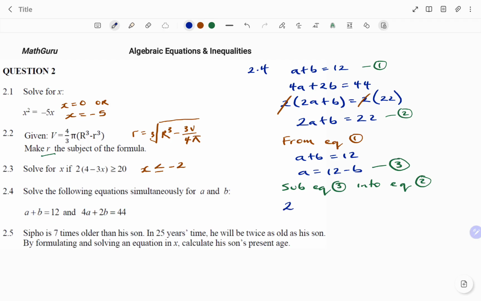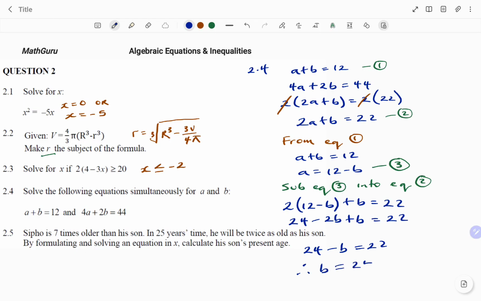That becomes 2 in bracket 12 minus b plus b equals to 22. Expanding the bracket, I have 24 minus 2b plus b equals to 22. I have 24 minus b equals to 22. Therefore, my b equals 24 minus 22, which is equal to 2.